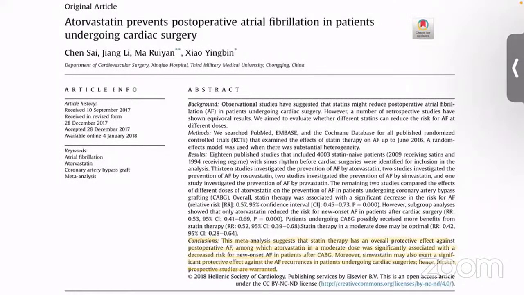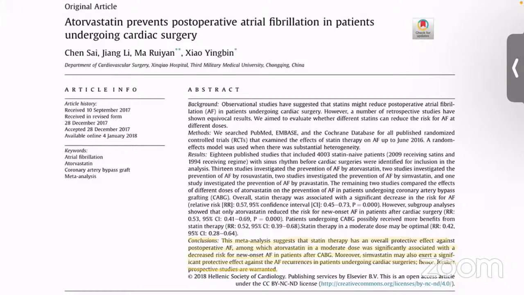I found this interesting article showing atorvastatin can be useful post-operatively to prevent post-op AFib in patients undergoing cardiac surgery. It was a meta-analysis suggesting that statin therapy has an overall protective effect against post-operative AFib, among which atorvastatin in a moderate dose was significantly associated with a decreased risk for new onset AFib in patients after CABG.